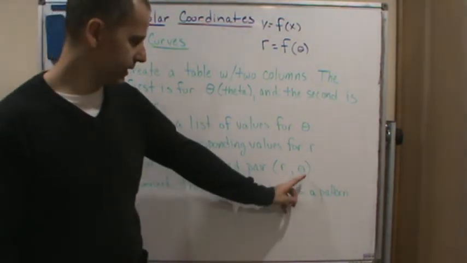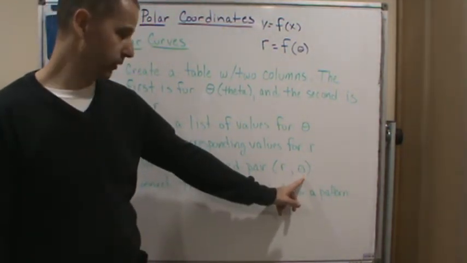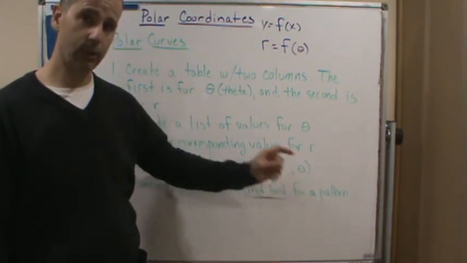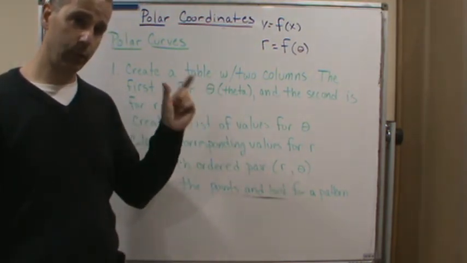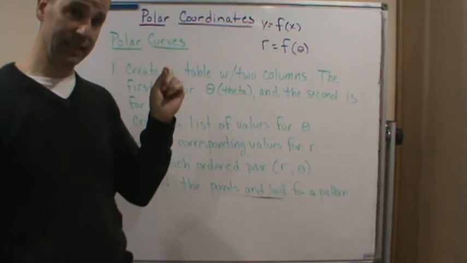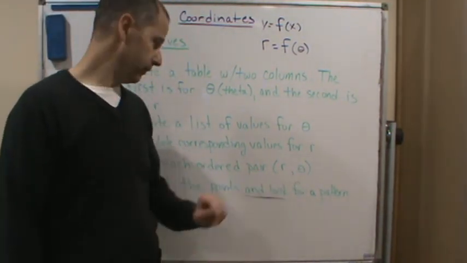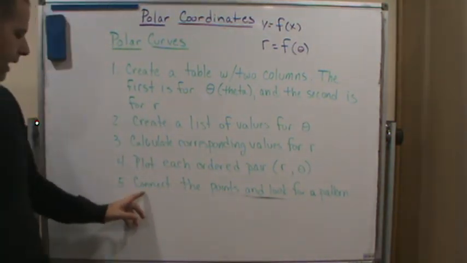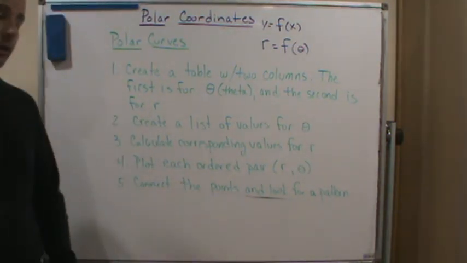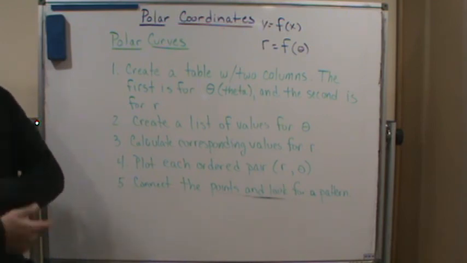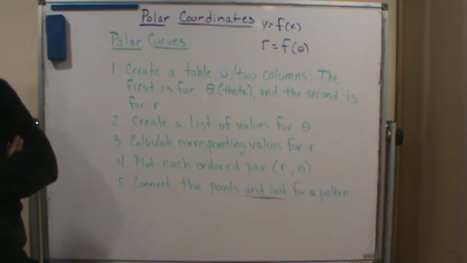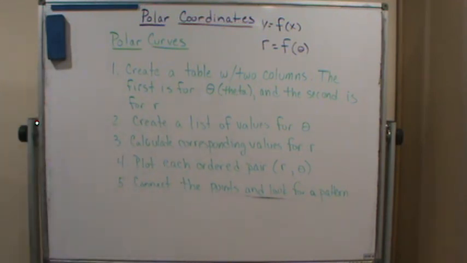Then we plot each of the points based on the ordered pairs r comma theta. But notice that in this case, theta is the independent variable, so it's last. Remember, in the rectangular plane, we plot x comma y, where x is the independent variable. Then we connect the points, and we look for any kind of pattern that can help us plot it more quickly. And that's it. Those are the steps we're going to use going forward in the next examples, and you'll see how it works. See you soon.